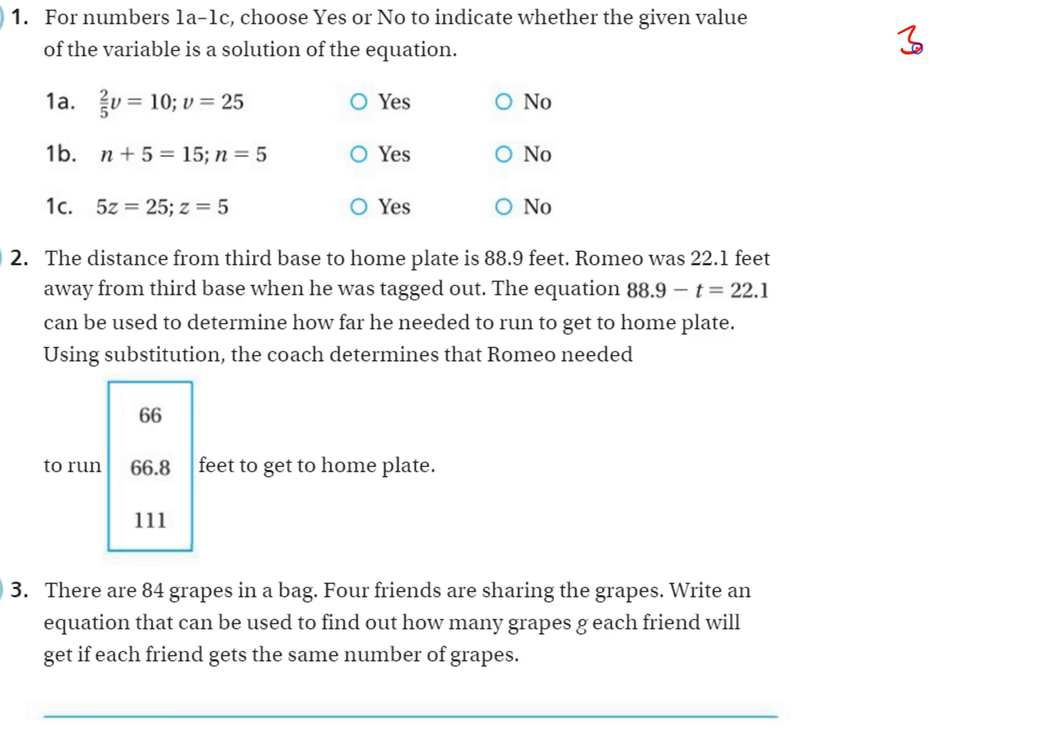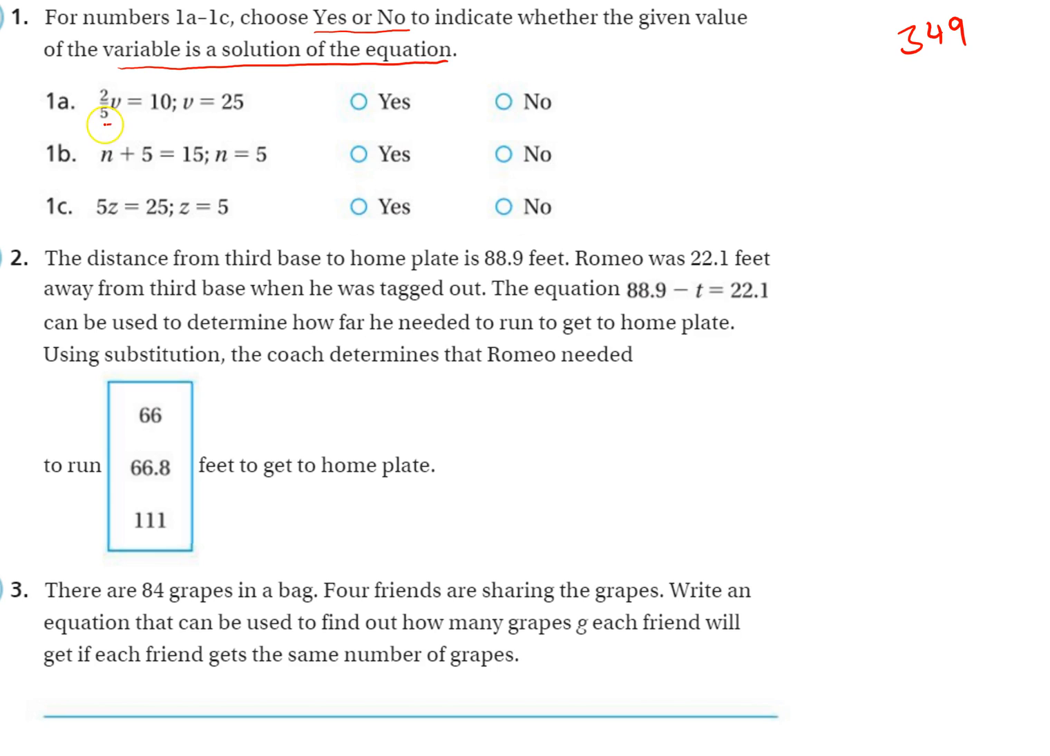All right, I'm on page 349 of the Go Math textbook. This is the Chapter 8 test review. Make sure you pay close attention because these are very similar to the problems that you're going to see on your Chapter 8 test. For numbers 1a through 1c, choose yes or no to indicate whether the given value of the variable is a solution.